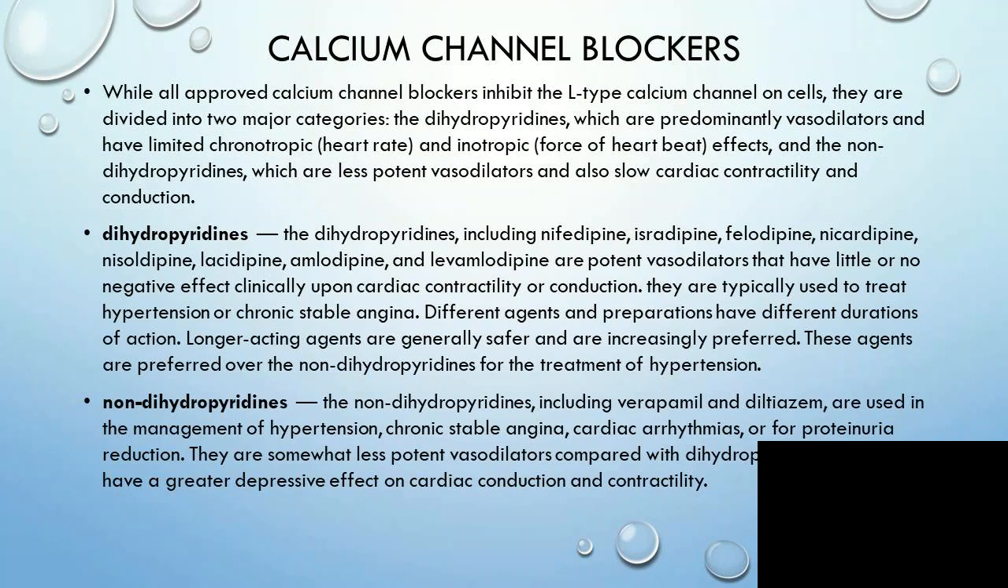Different agents and preparations have different durations of action, but the longer acting agents are generally safer and are increasingly preferred by providers. These agents are preferred over the non-dihydropyridines for the treatment of hypertension. The non-dihydropyridines are more cardiac impactful. These are like verapamil and diltiazem. They are used in the management of hypertension, but also typically for cardiac arrhythmias, especially the tachyarrhythmias. They're somewhat less potent vasodilators and have greater depressive effect on cardiac conduction and contractility.